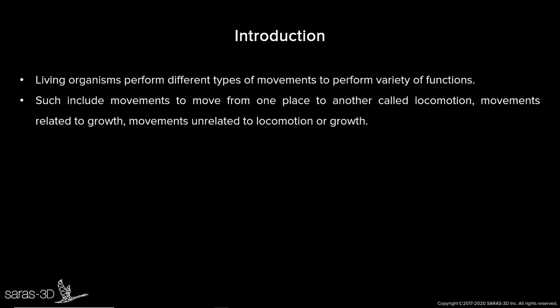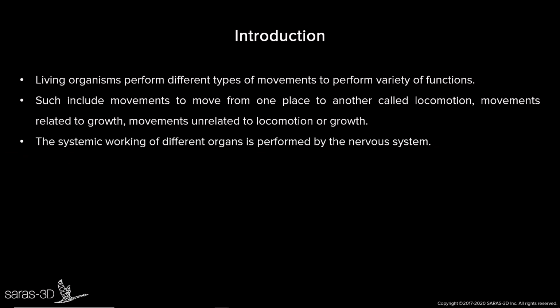So how do organisms control and coordinate such movements? This kind of systemic working of different organs is performed by the nervous system. For any multicellular organism, the systemic working of different organs is performed by the nervous system. Let us look into what are the different parts and functions of the nervous system in humans.